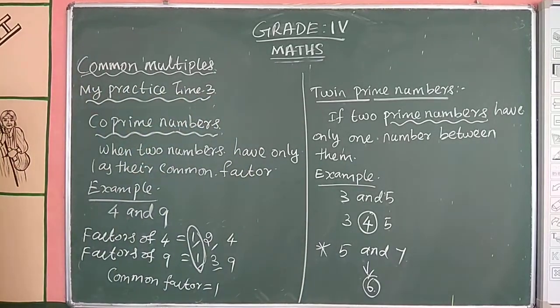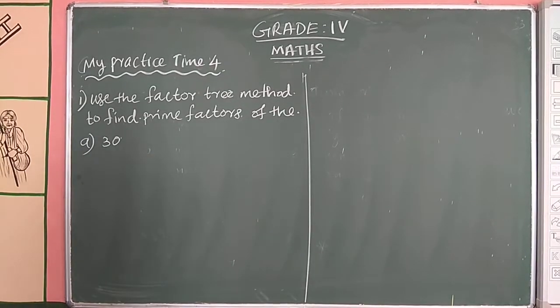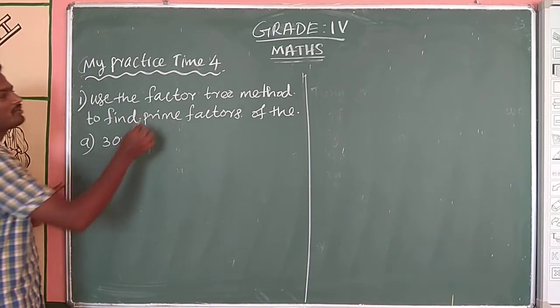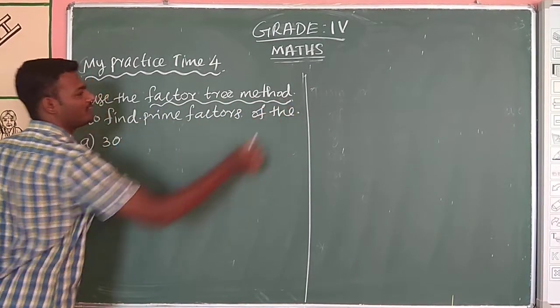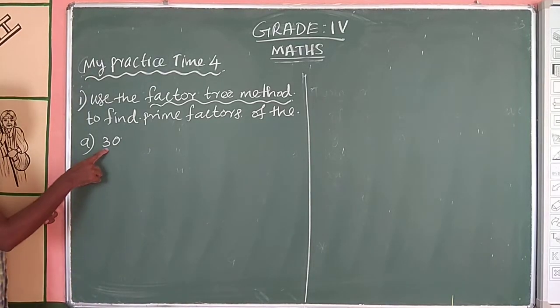Next one, my practice time 4. Use the factor tree method to find the prime factors of 30.